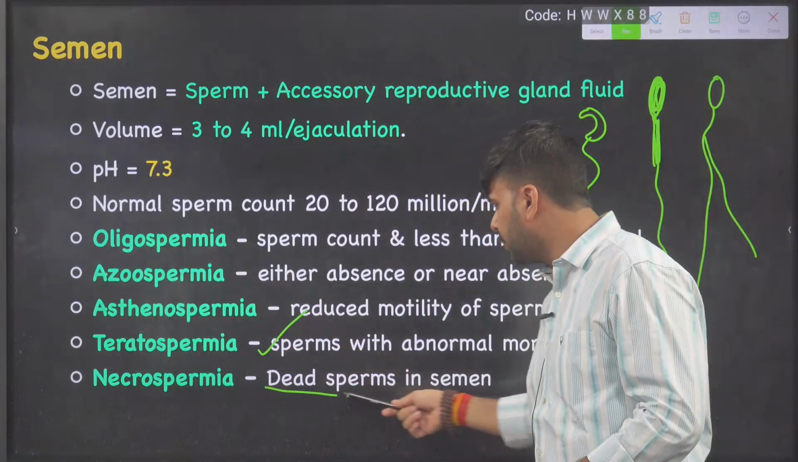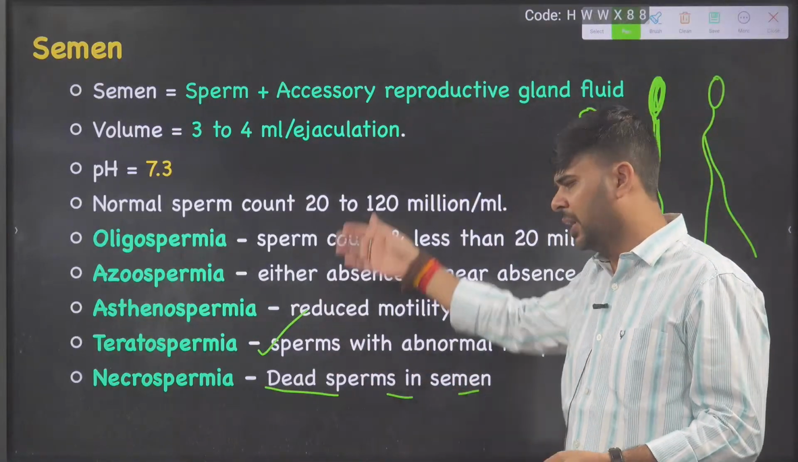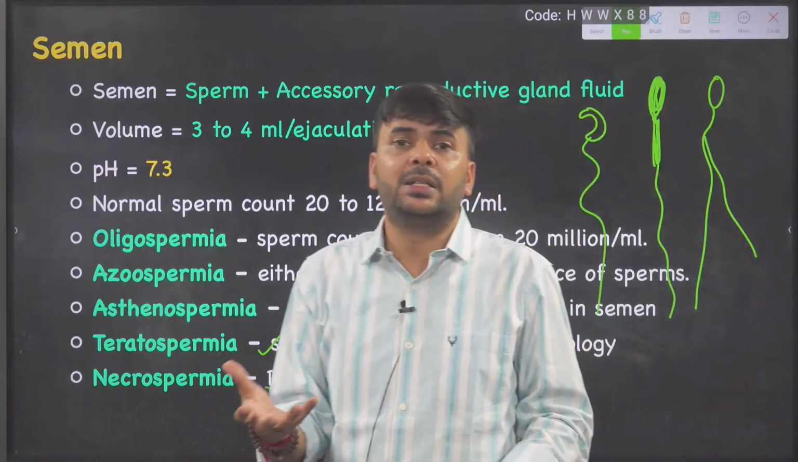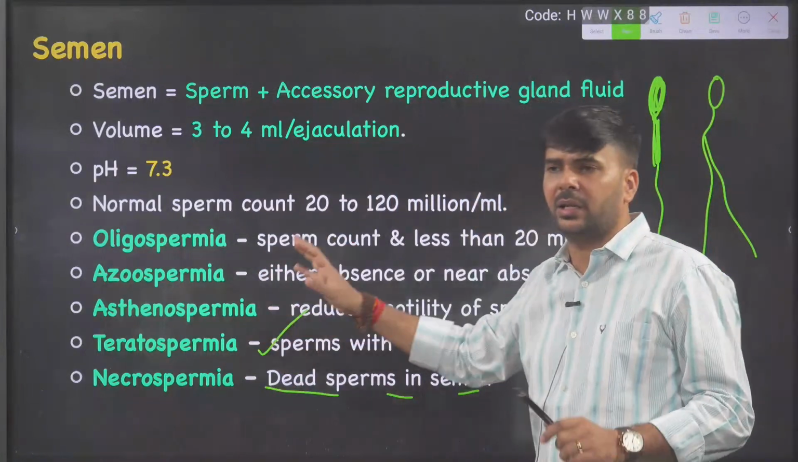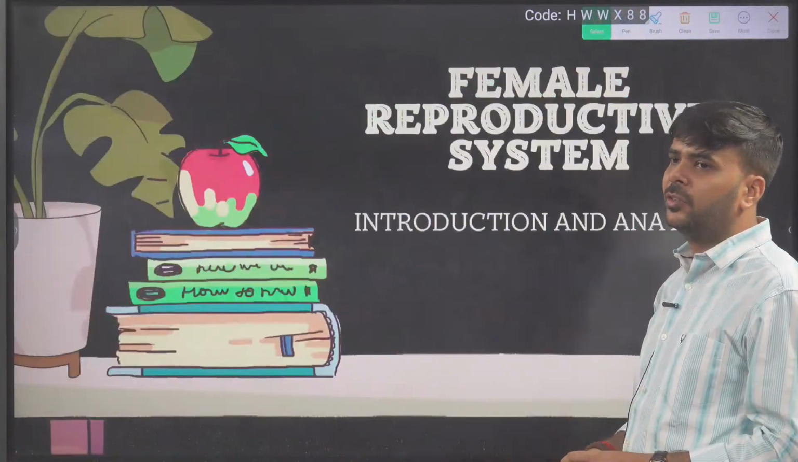Necrospermia: dead sperms in semen. Sperms are there but dead. All these conditions and many more other conditions are also there. Hematospermia, blood in semen, and the list is very long. So a few you can understand and remember. All these will lead to infertility.